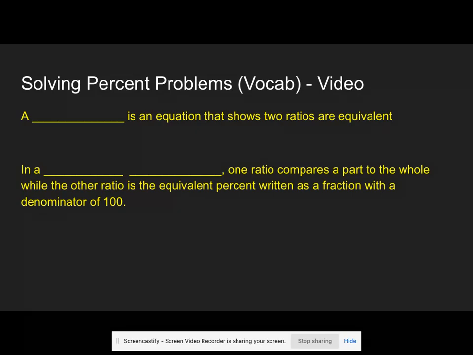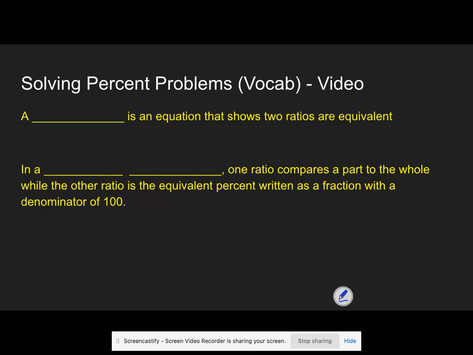A proportion is an equation that shows two ratios are equivalent. So remember, that's fraction equals fraction. Maybe I said 2/3, and I wanted to figure out maybe this is 12. Well, I would multiply by 4, and 8/12. So those are equivalent ratios, and that's something that you would end up using for a problem like this, or problems like these.